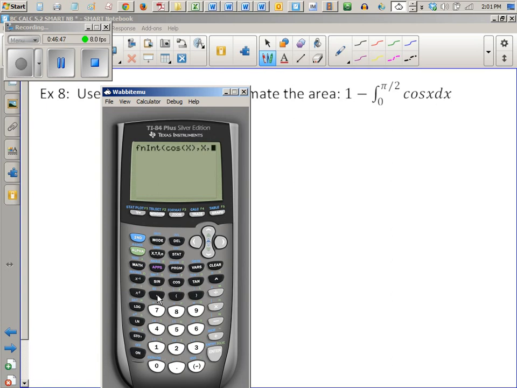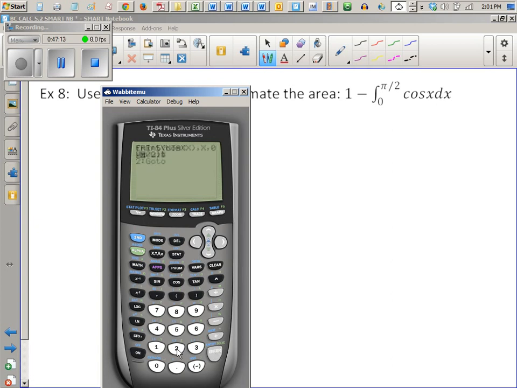You're telling the calculator to integrate as if x were the variable. And then you're going to type your two limits. So another comma, and then the limits were 0, and then comma, pi over 2. Okay, so cosine is the first thing you type, that's the integrand. And then the variable of integration, x, and then the a and the b value. Everything's separated by commas, and then press enter.